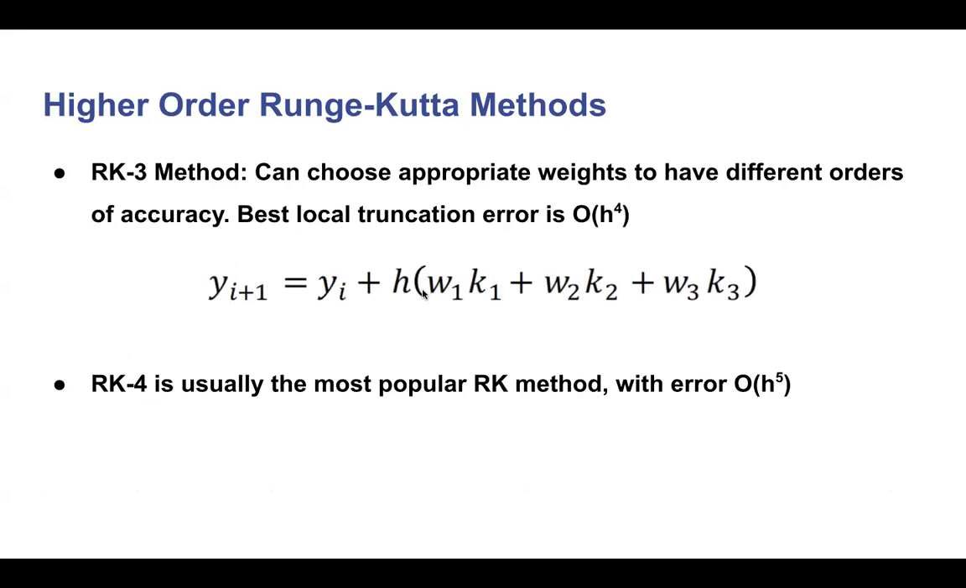Now we have the Runge-Kutta higher order method. The RK3 method means there will be k1, k2, k3, and the order of accuracy is h raised to 4. The other one was h squared.